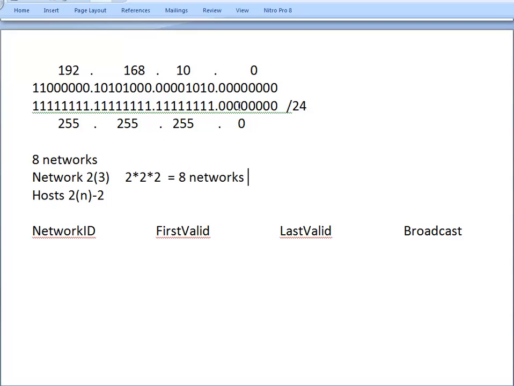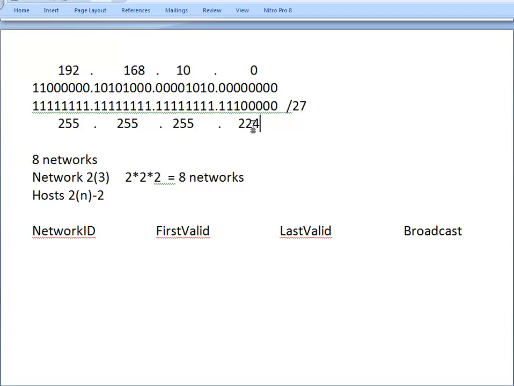So if we borrow 3 zeros, 1, 2, 3, the prefix length is going to change now, because we had up to here 24, 25, 26, 27. So there are 27 ones. The subnet mask has changed: 255, 255, 255, and then for the last one we have to add 128 plus 64, 192, plus 32 is 224.